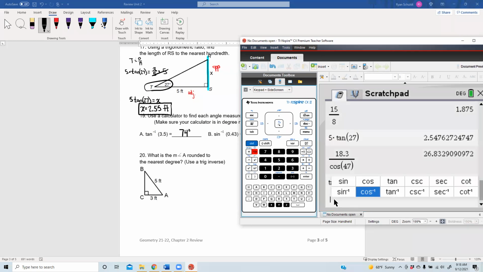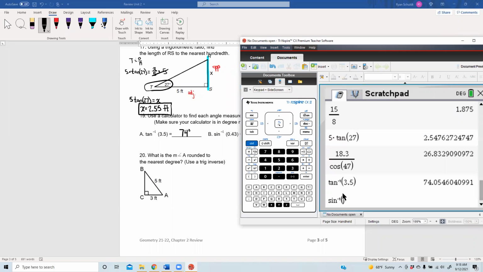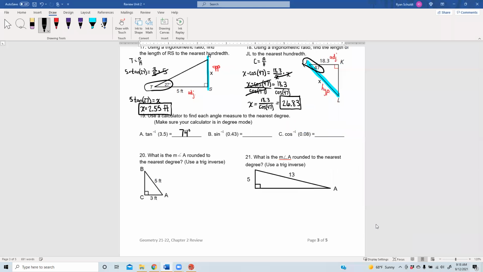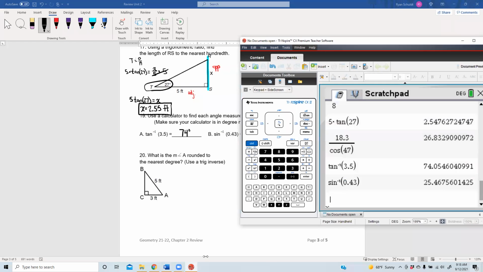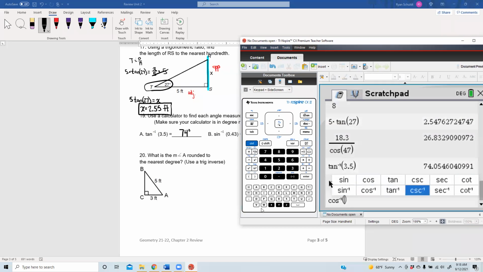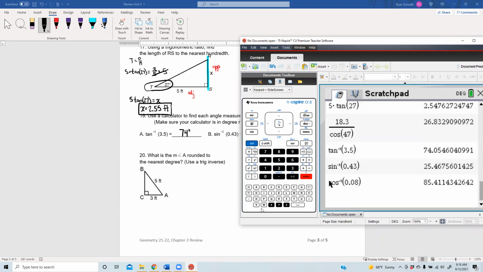Sine inverse of 0.43 is 25 degrees. And then cosine inverse of 0.08 is 85 degrees.